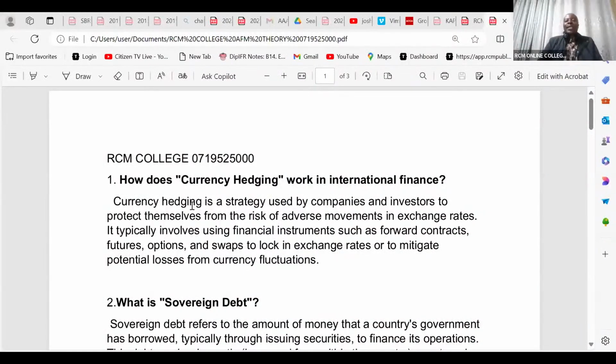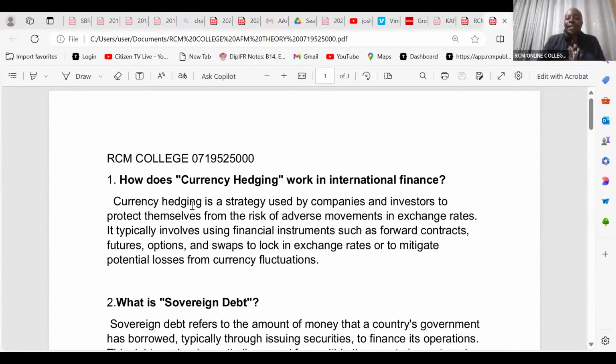So how does currency hedging work in international finance? What I would expect good students to mention here is that the word hedging is a strategy of protecting ourselves. International finance means that we must have some foreign currency involved. I could even quote examples of these hedging techniques. Don't use "do nothing" here. This is international finance, so you can mention forward contracts, futures, options, and swaps.